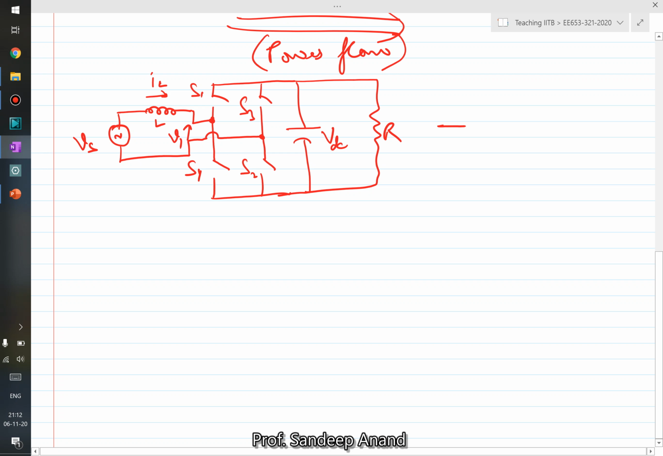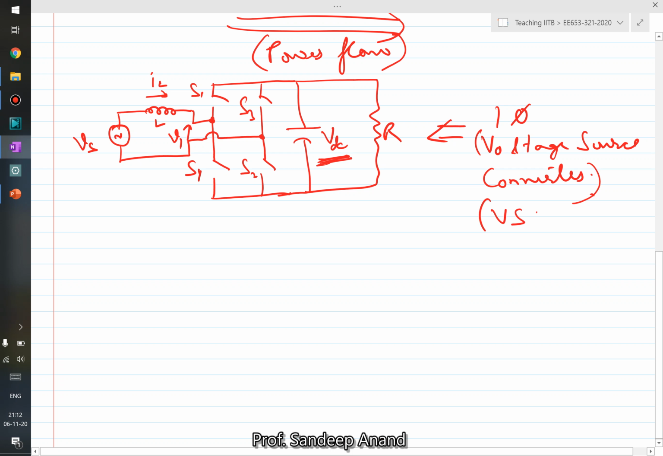So this is nothing but a single phase voltage source converter. Why voltage source converter? Because on the DC side, it has a stiff voltage source, and therefore it is called a voltage source converter, and popularly abbreviated as VSC.